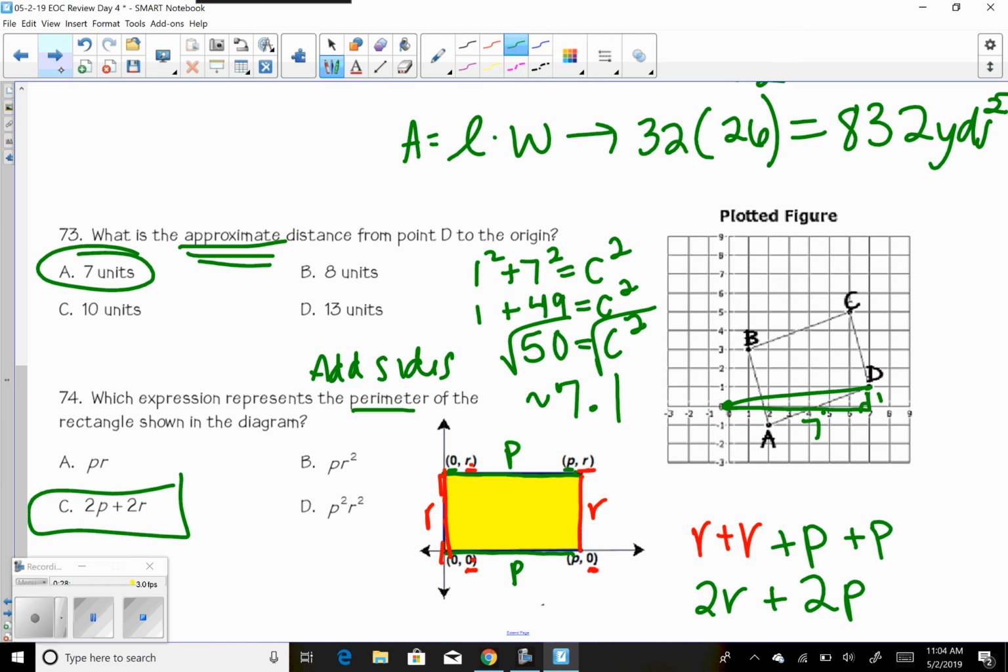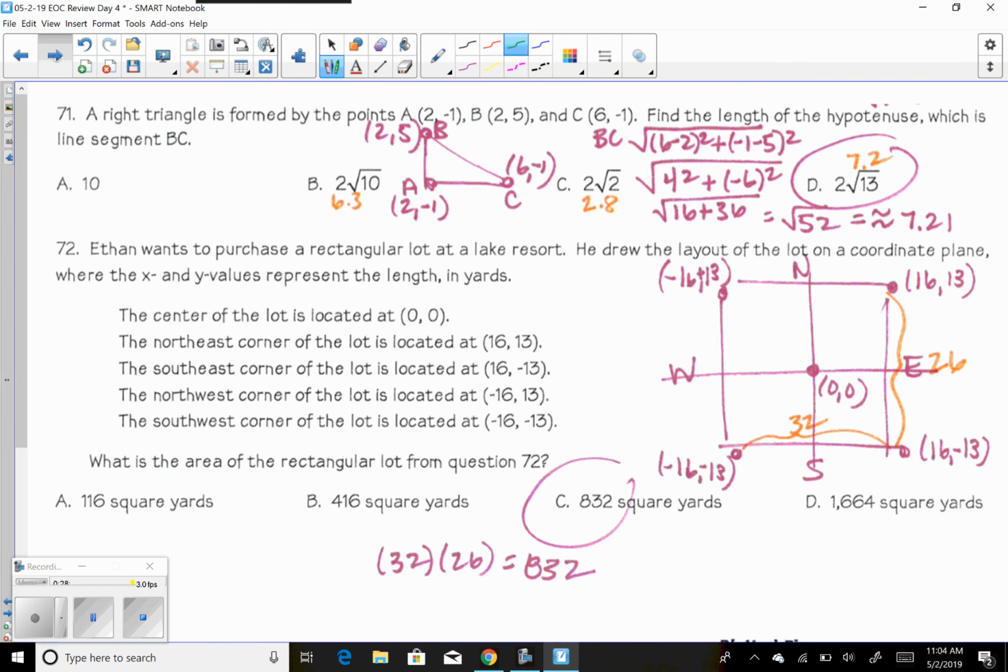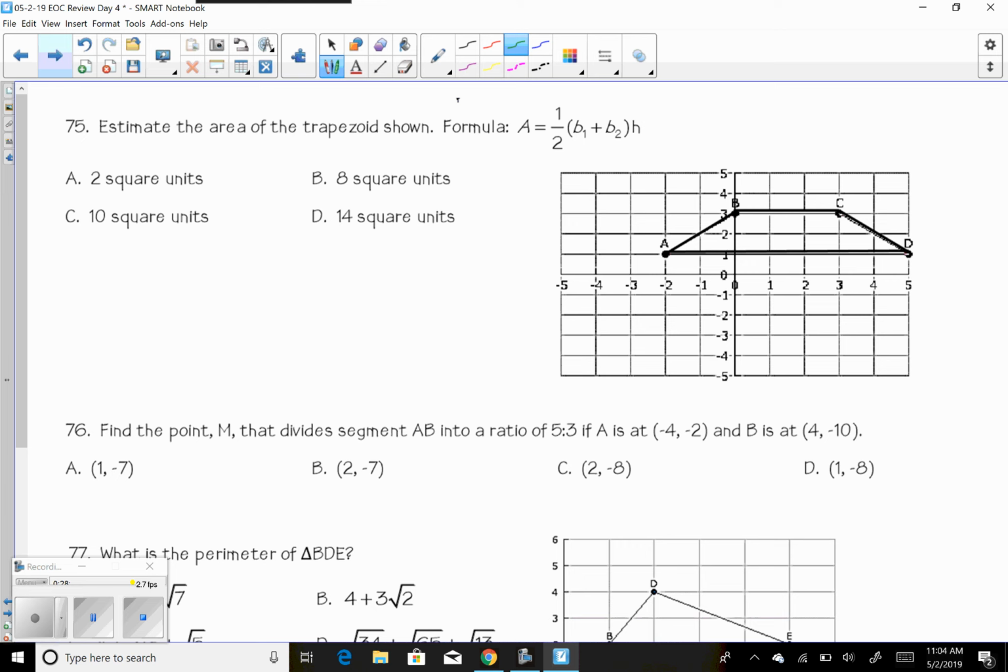All right, we're getting there. 75. Estimate the area of the trapezoid shown. So the formula is 1/2 of base 1 plus base 2 times the height. Okay, so base 1, we need to figure out how long is the base. 1, 2, 3, 4, 5, 6, 7. How long is this one? 3.